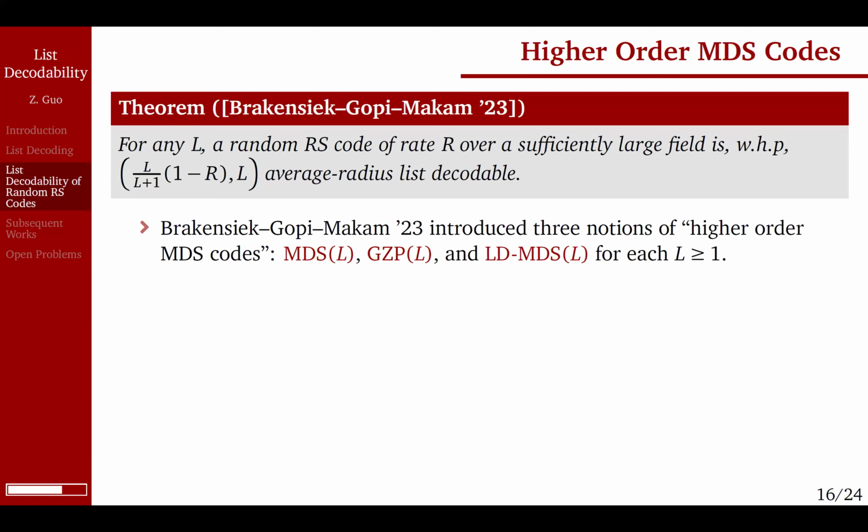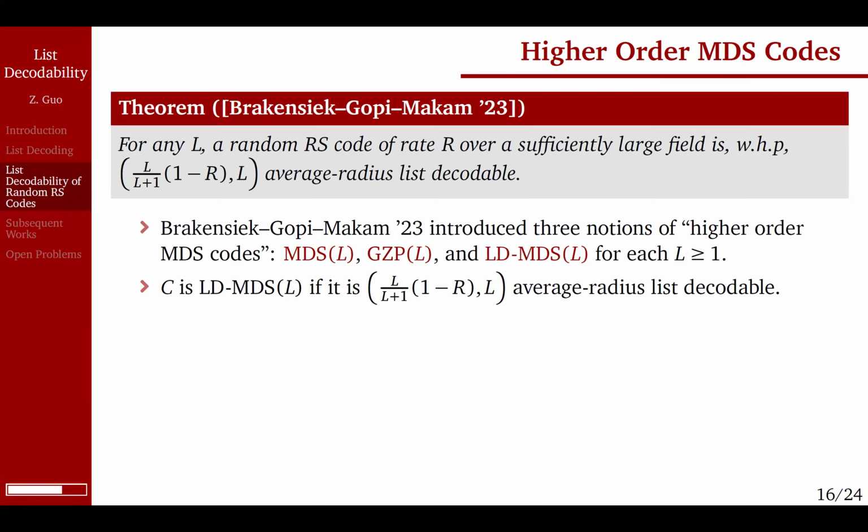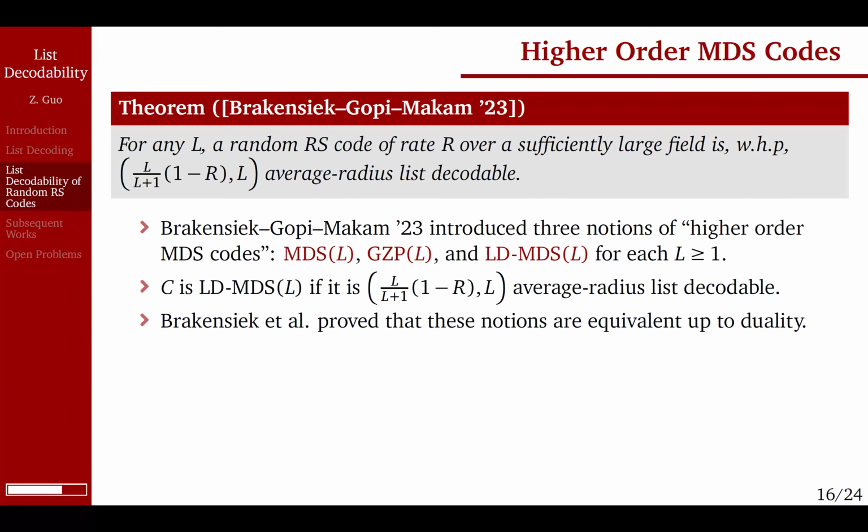So, in this paper, they propose three different notions: MDSL, GCPL, and LDMDSL. I don't have time to define all of them, but let me just mention that LDMDSL is what we are interested in. Basically, the code being LDMDSL means it achieves the optimal radius in the strong sense of average radius. So if you prove that this one code is LDMDSL, that's good enough.